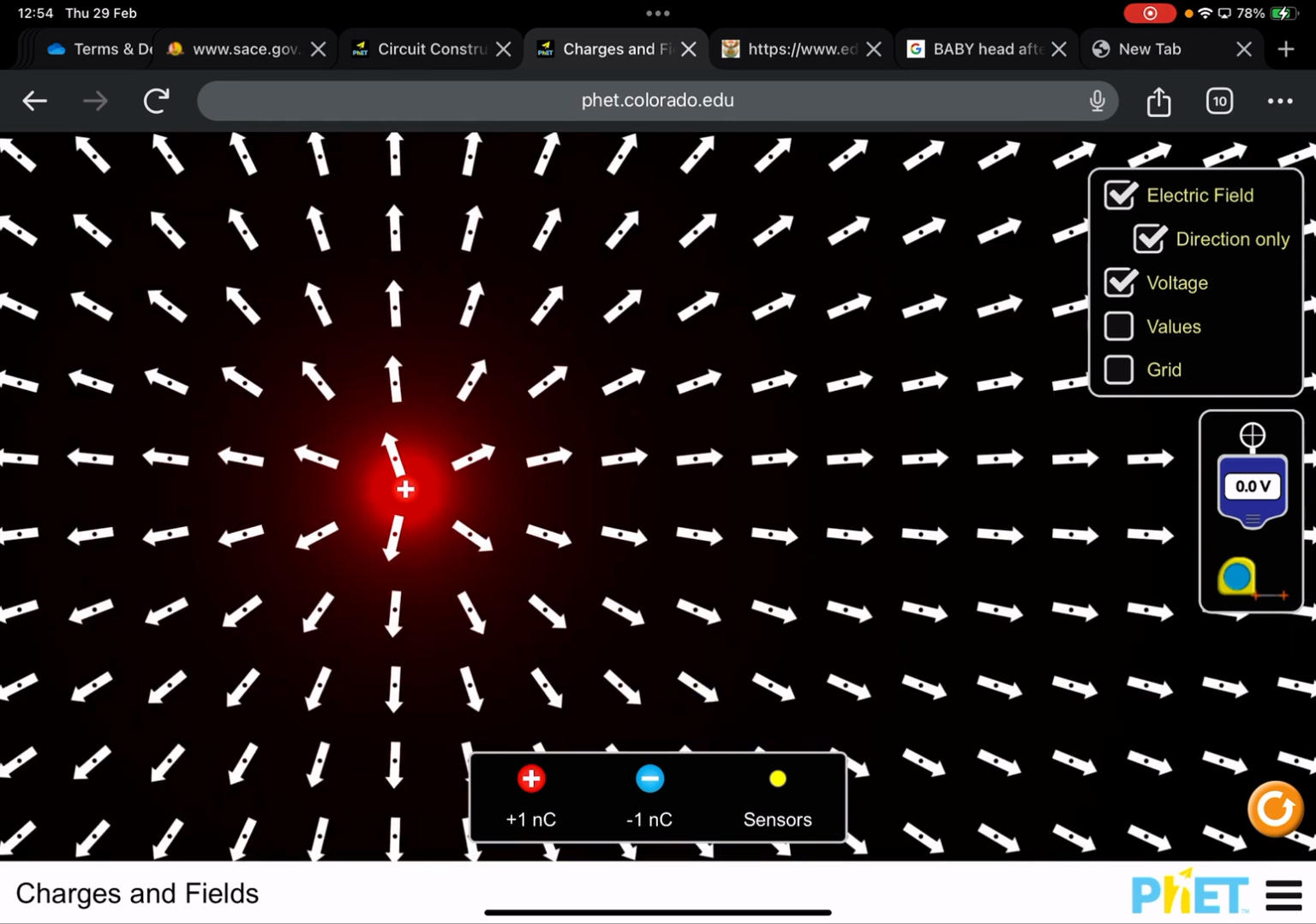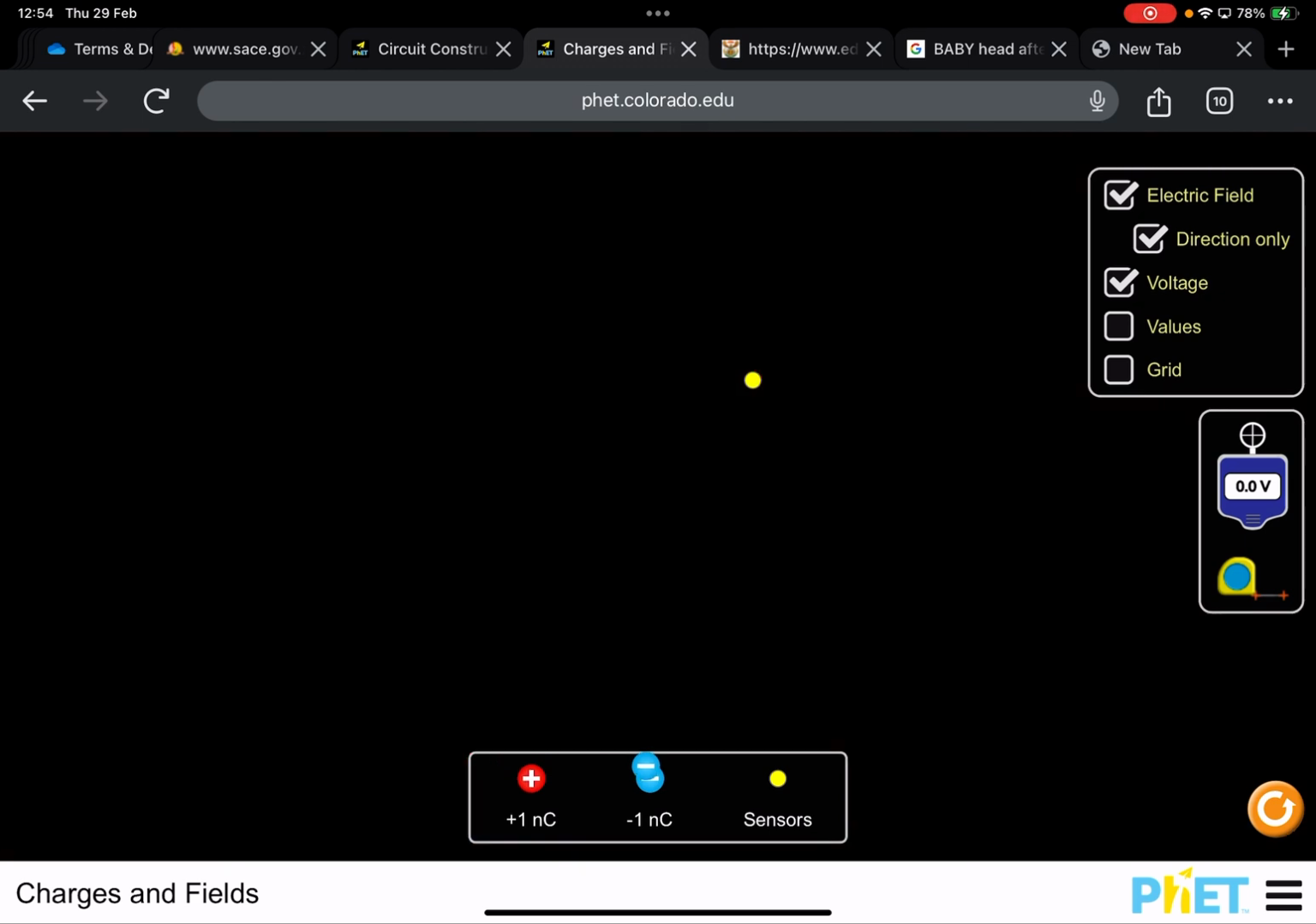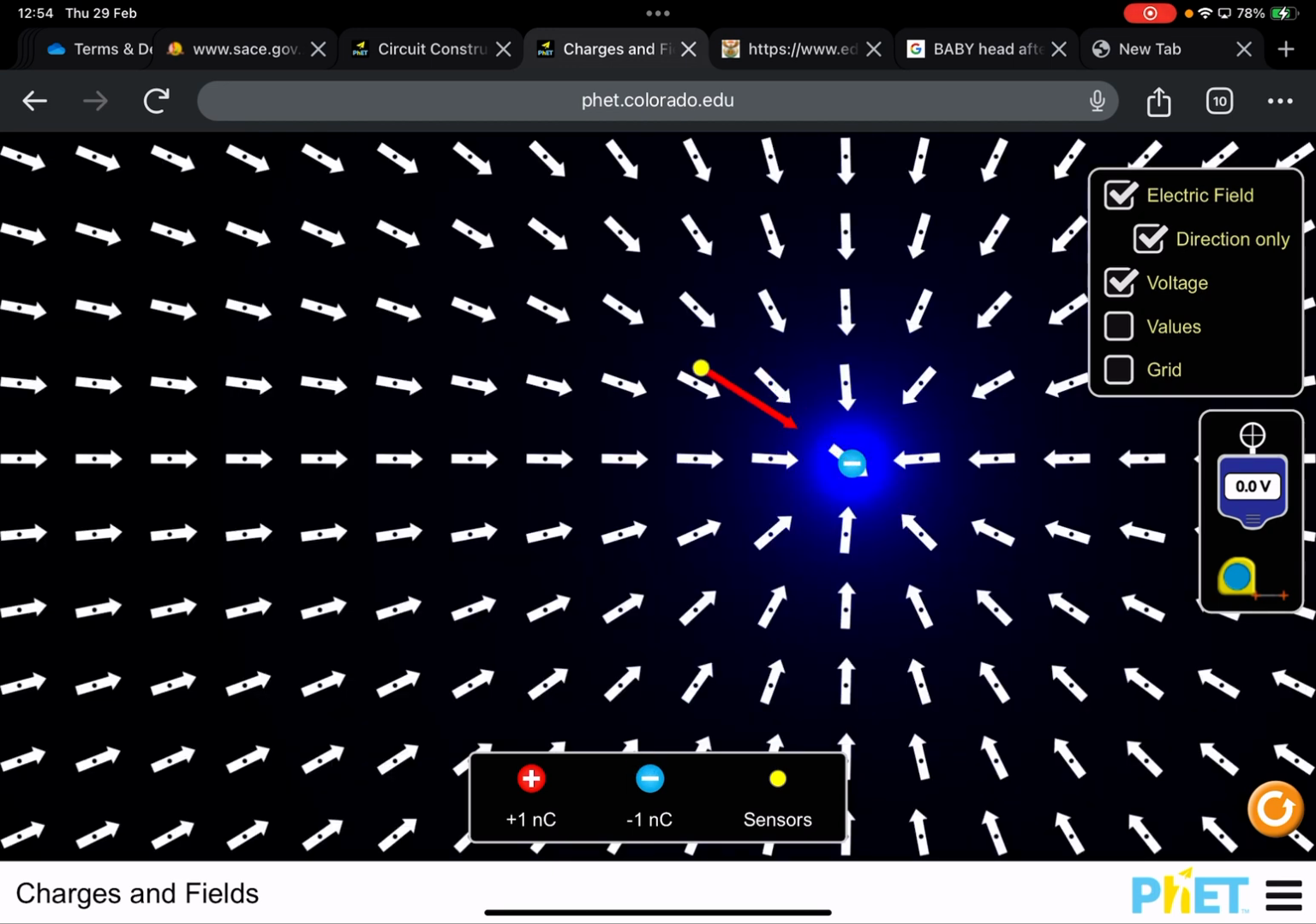Now, what do we know about positive and positive? They repel. So if I put that there, you can see that they repel one another. If you bring it closer, they repel a lot. If you take it away, they repel less. What do we know about positive and negative? They attract. So you can see the further away you are, the less the attraction, the closer you come, the bigger the attraction force.